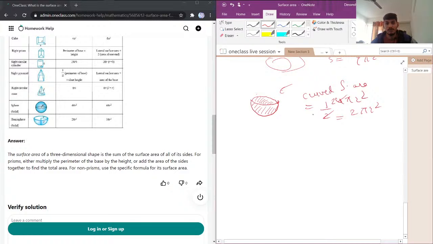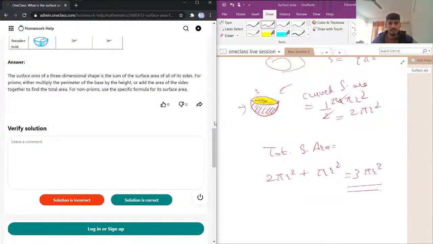But for the total surface area, we have this curved part, but we also have a base part, this part. And the radius of this base is again r. So to the curved surface area, we'll add the area of one more circle to get the total surface area. And here, the total surface area of a hemisphere will be 3 pi r square.